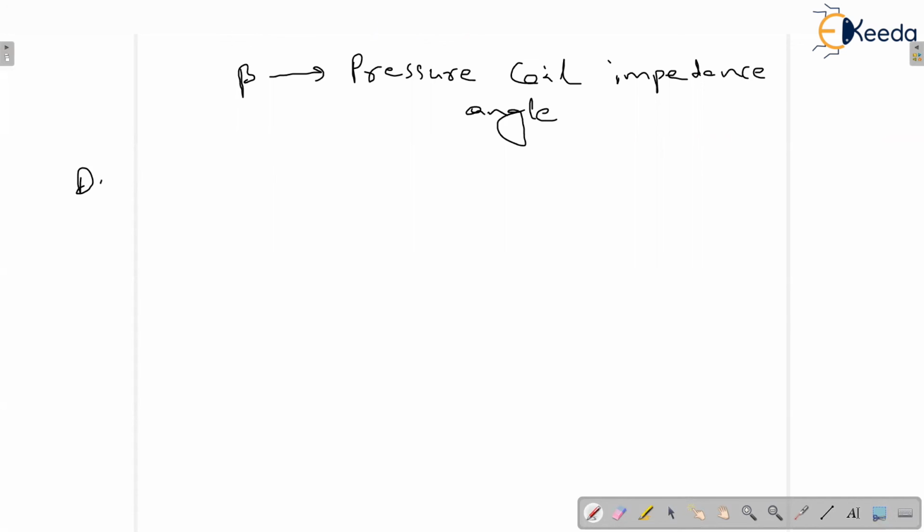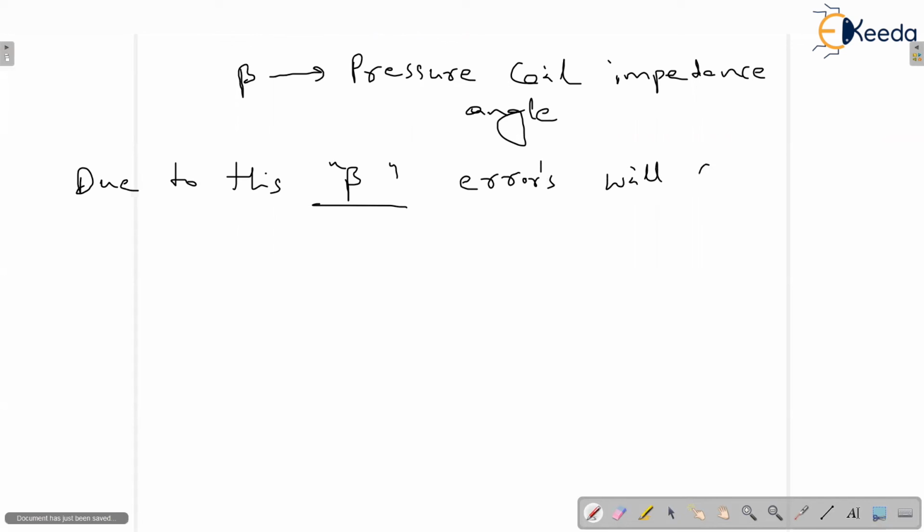Due to this beta, the pressure coil impedance angle, errors will come in the instrument. Thank you.